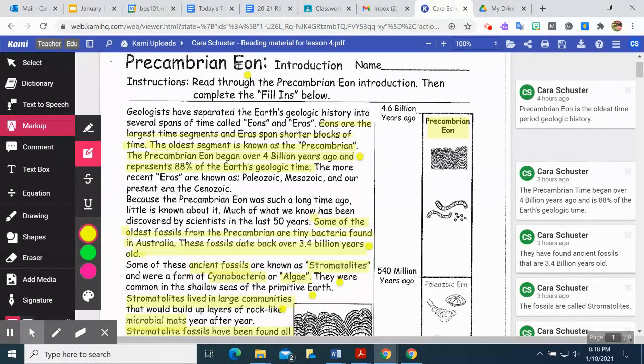Okay, so we're going to find out what eon means, and we can take a look at this word, and it says pre, so we know that's before Cambrian, right? Pre means before.